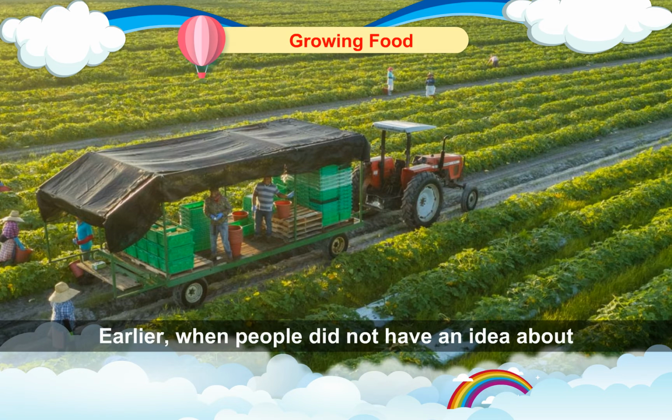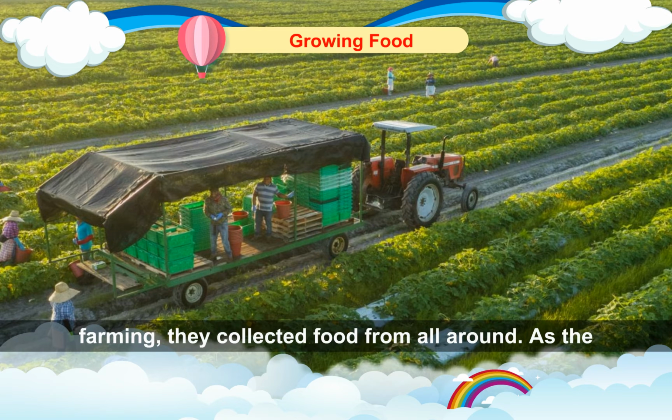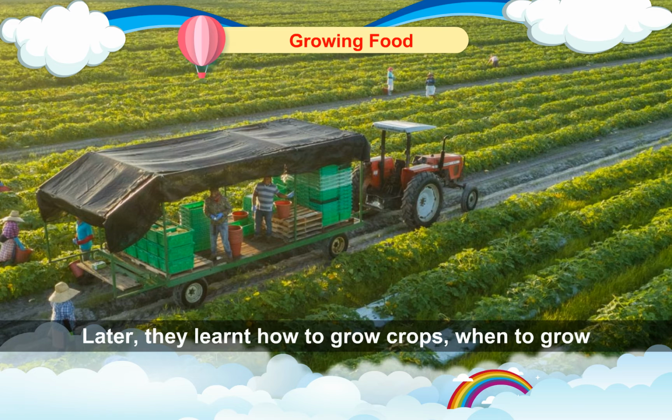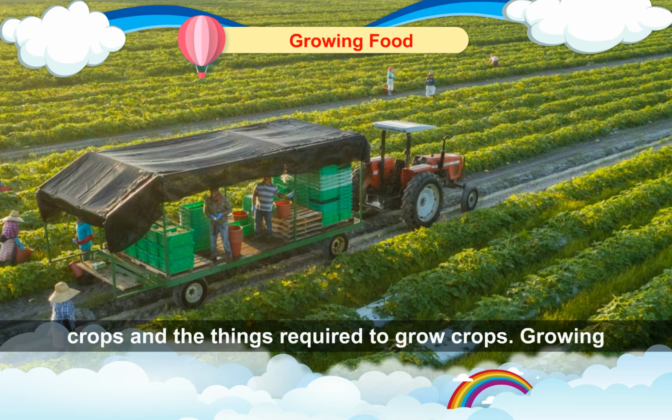Earlier, when people did not have an idea about farming, they collected food from all around. As time passed, people could reap crops, keep some grains as seeds, sow them, and get another crop. Later they learned how to grow crops, when to grow crops, and the things required to grow crops.